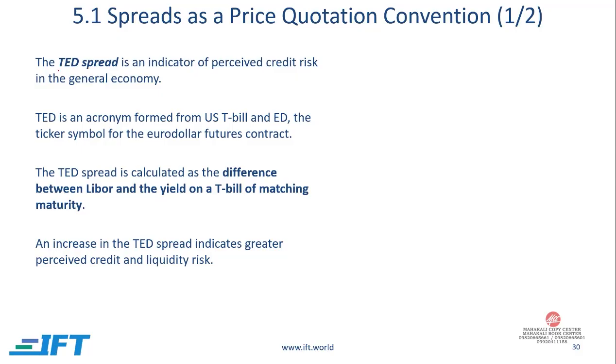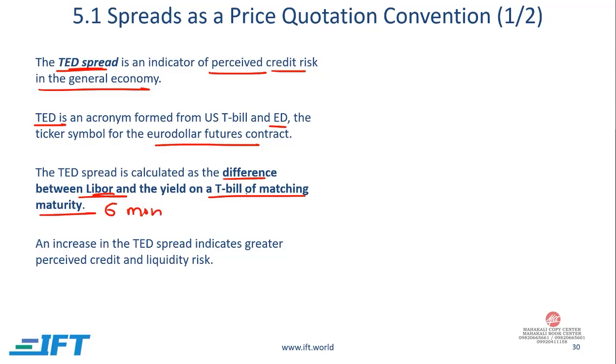In addition to the Z spread, there are some other spreads that you should be aware of. One of them is the TED spread. This is an indicator of the perceived credit risk in the general economy. TED is an acronym formed from US T-bill and ED. ED is the ticker symbol for the euro-dollar futures contracts. The TED spread is the difference between LIBOR and the yield on a T-bill of matching maturity. So for example, if we are working with 6-month LIBOR, then we will also take the 6-month T-bill and come up with the difference. An increase in the TED spread indicates a greater perceived credit and liquidity risk.